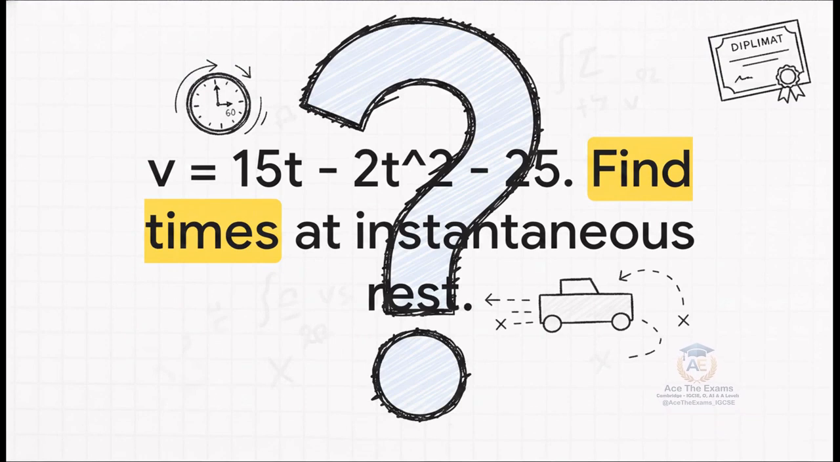You open your paper and you are given the velocity function, v equals 15t minus 2t squared minus 25. The question, find the times when the object is instantaneously at rest. What is your immediate instinct here? What is the point in your Peel structure? Say it with me. Instantaneously at rest means v is equal to 0.